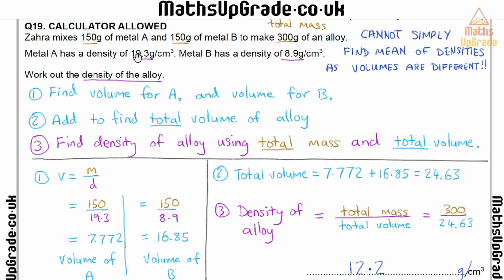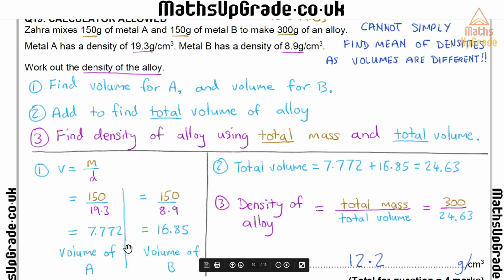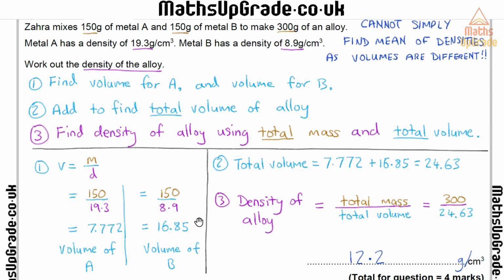150 divided by 19.3 gives me 7.772. So that is the volume of A. Similarly for B, we'll do 150 divided by 8.9, and that's 16.85. So I've got the volumes of A and B.